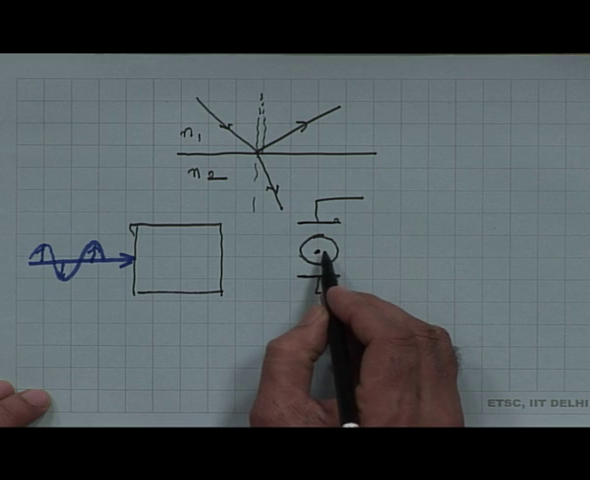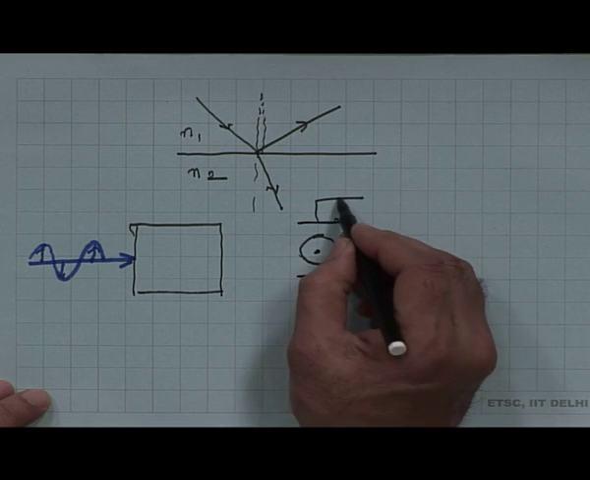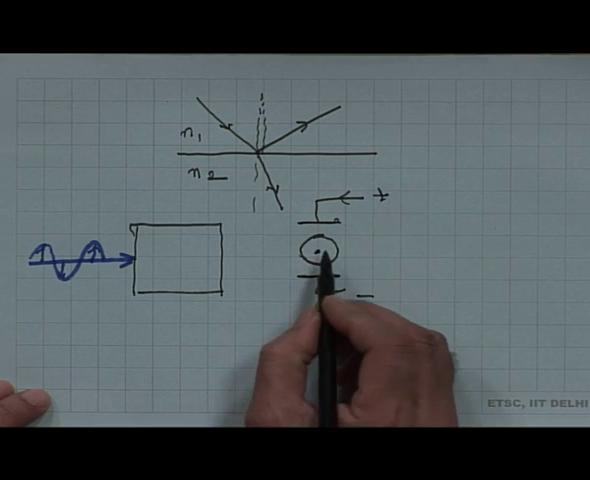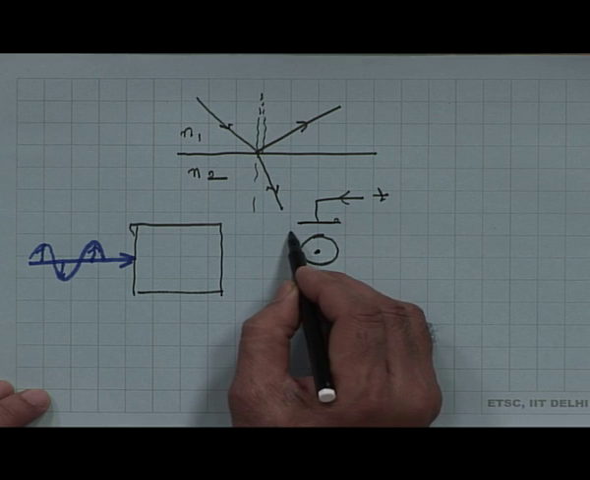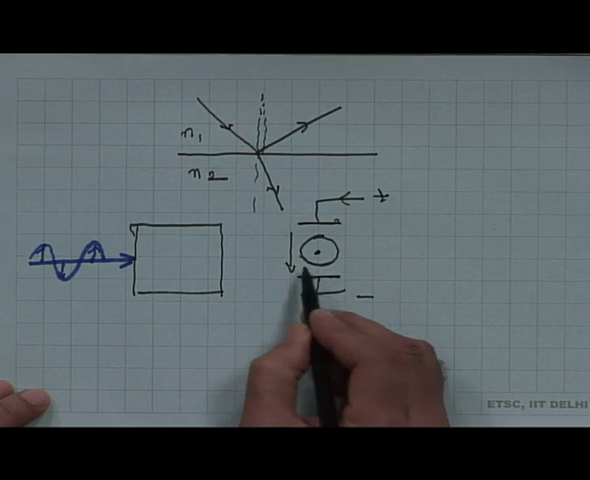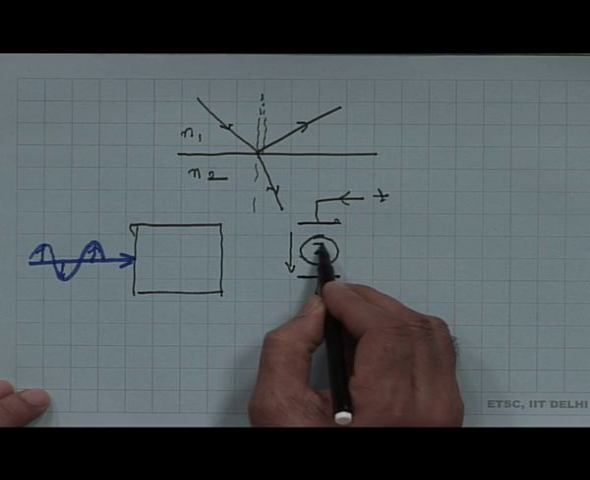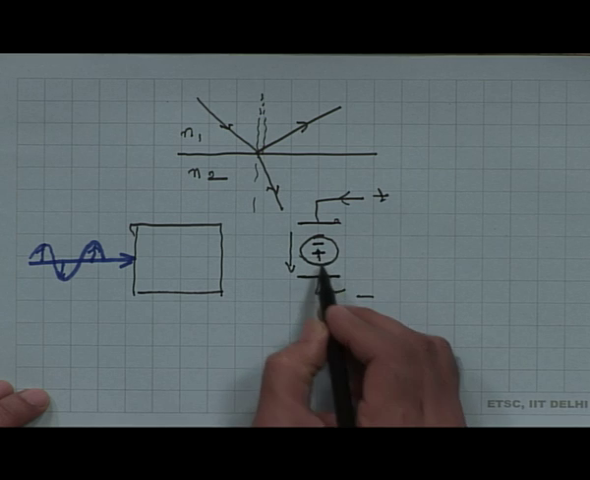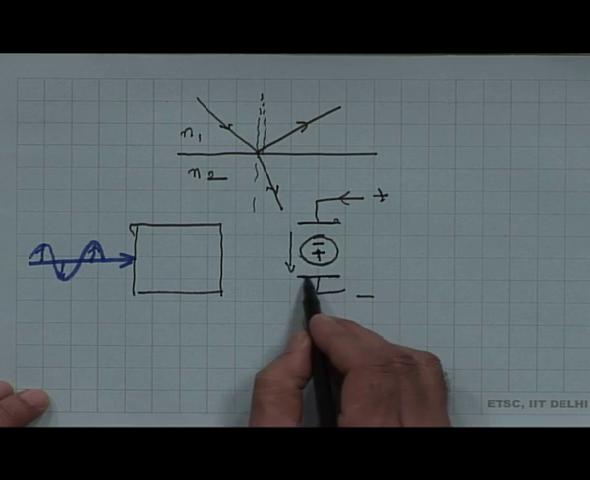Then the positive, so if you apply an electric field, that means if you apply positive here and negative here, then the electric field is in this direction, and the negative charge moves to the other side and the positive charge moves towards the second electrode.